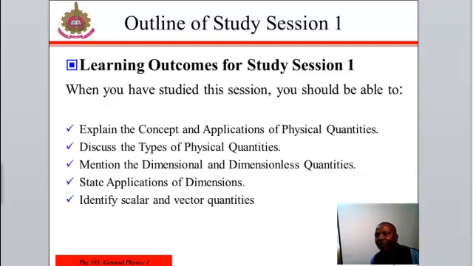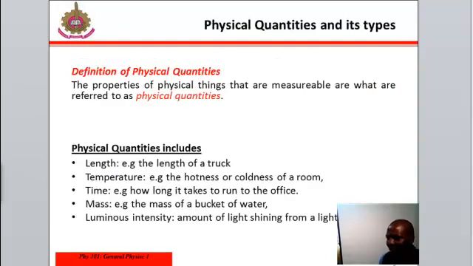After this session, you should be able to familiarize yourself with the learning outcomes of this particular session. When you have studied this session, you should be able to: one, explain the concepts and applications of physical quantities; discuss the types of physical quantities; mention the dimensional and dimensionless quantities; state applications of dimensions; and identify scalar and vector quantities.